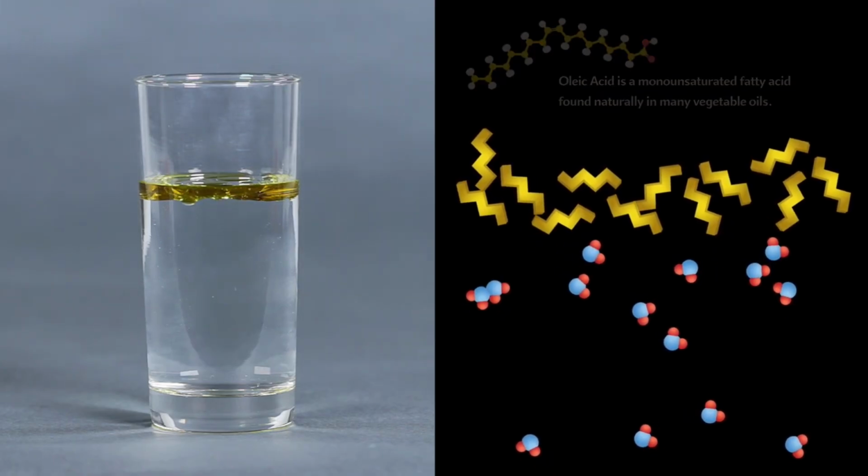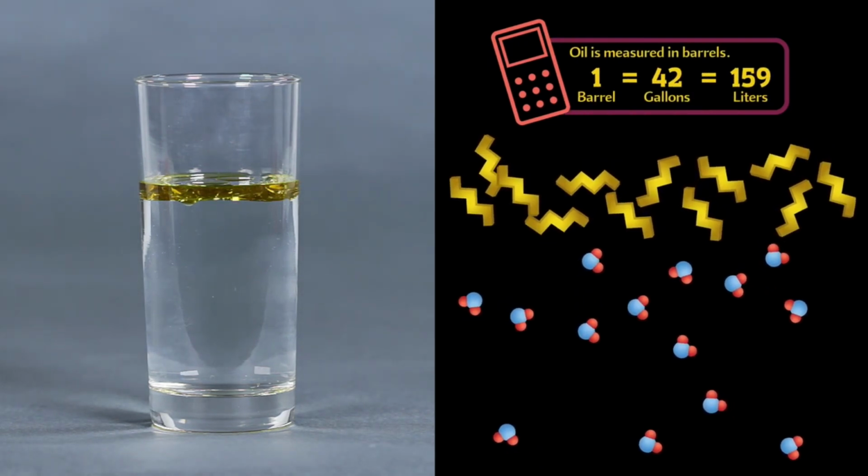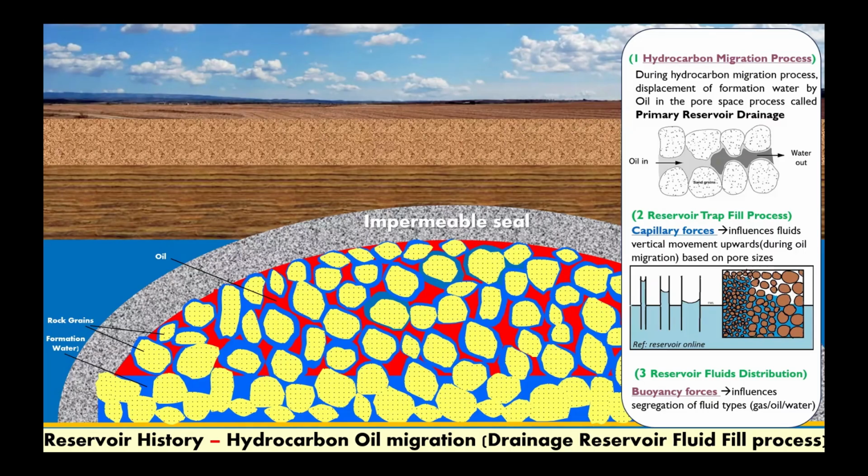This is because oil is less dense than water. The oil molecules rise above and float on the water molecules. As you saw, lighter fluids settle up, heavier fluids move down. And this also happens naturally.